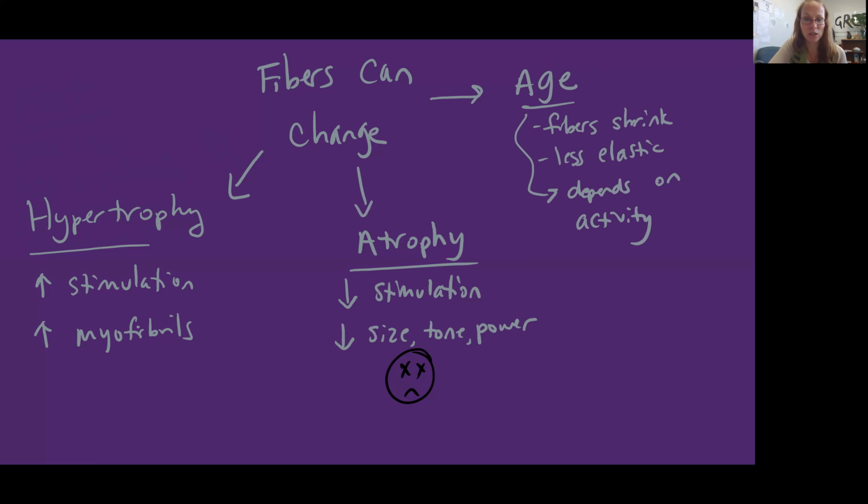And then we do see changes happening in our muscles as we age. The fibers shrink, they become less elastic, but this does depend on activity. So if you're comparing the muscle of an active 60-year-old with an inactive 60-year-old, you are going to see some differences there, or even as you go up in age.